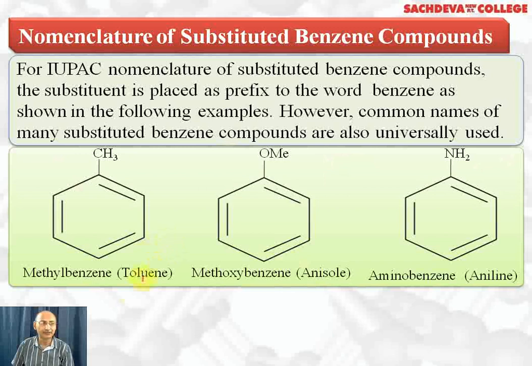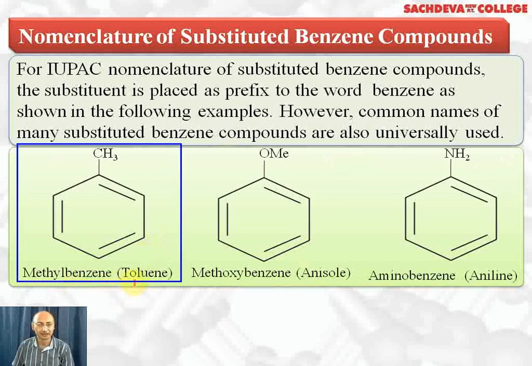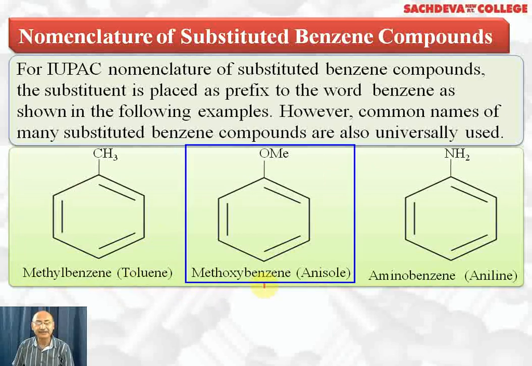First example we are taking is methylbenzene, and its popular name, or common name, is toluene, which is very important. You must remember the common names also. Methoxybenzene is popularly called anisole, and it can also be called methyl phenyl ether. IUPAC name is methoxybenzene, common names are anisole and methyl phenyl ether.